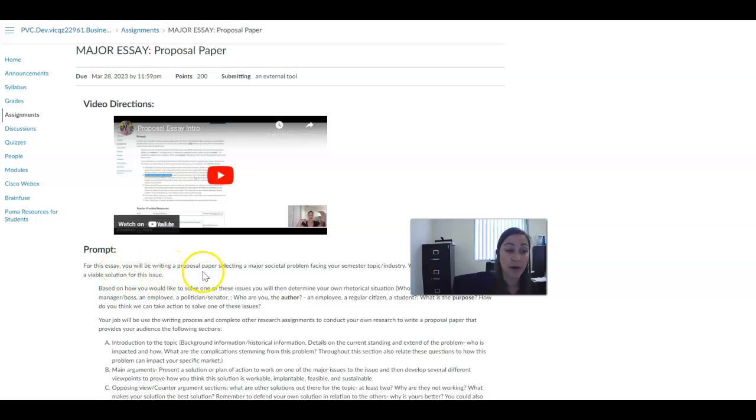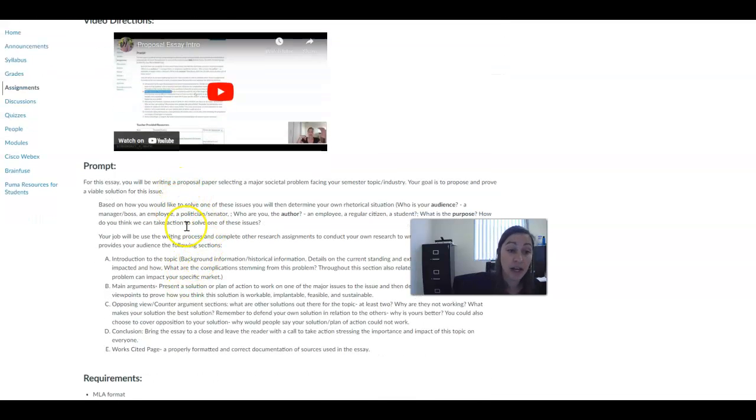So for this essay, we'll be writing a proposal paper selecting a major societal problem facing your semester topic industry. Your goal is to propose and prove a viable solution for the issue. Okay, so you're going to have to pick who you are writing to. I know in the back of your head you're writing to me, but ultimately you need to think about who is your audience. Who would be implementing this proposal? Is it a manager of a company? Is it a government policy? So you're writing to someone in the government. That's something you have to figure out.